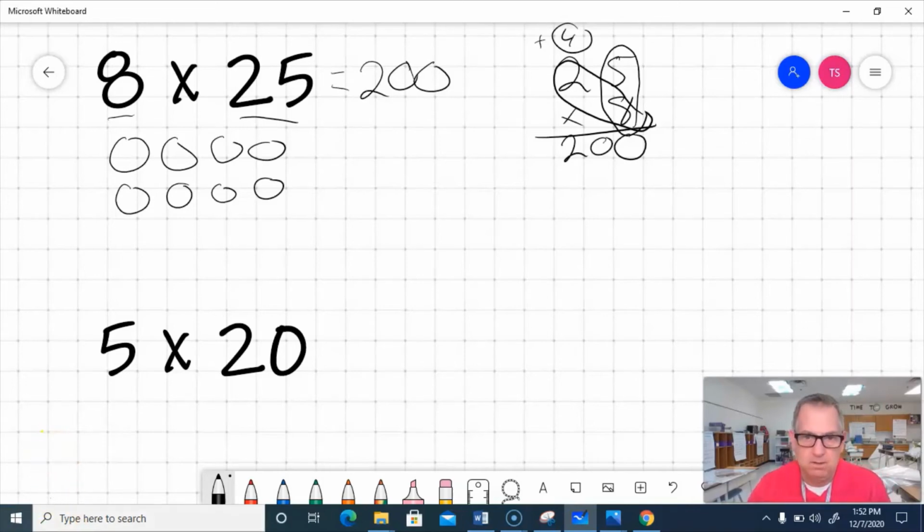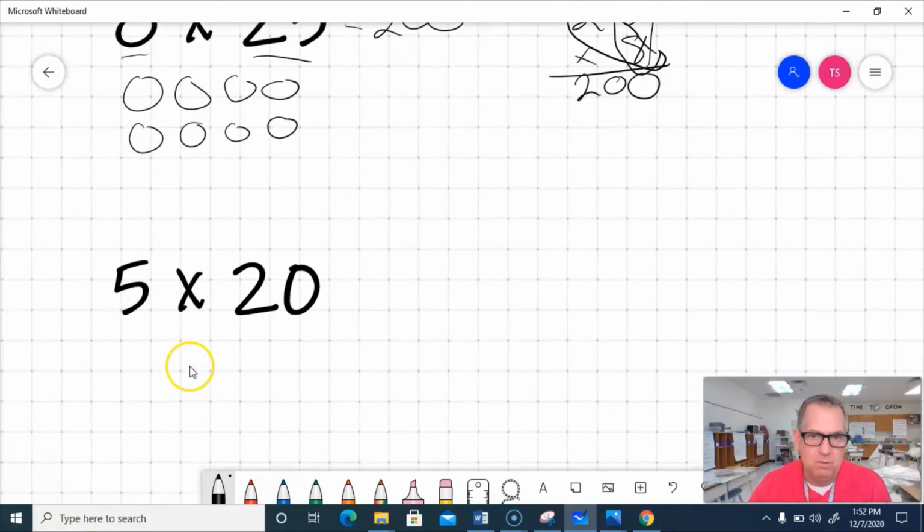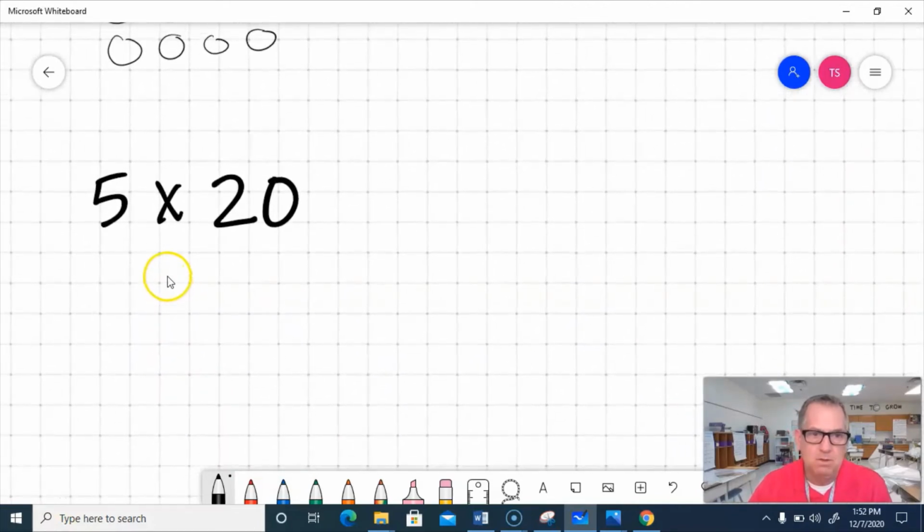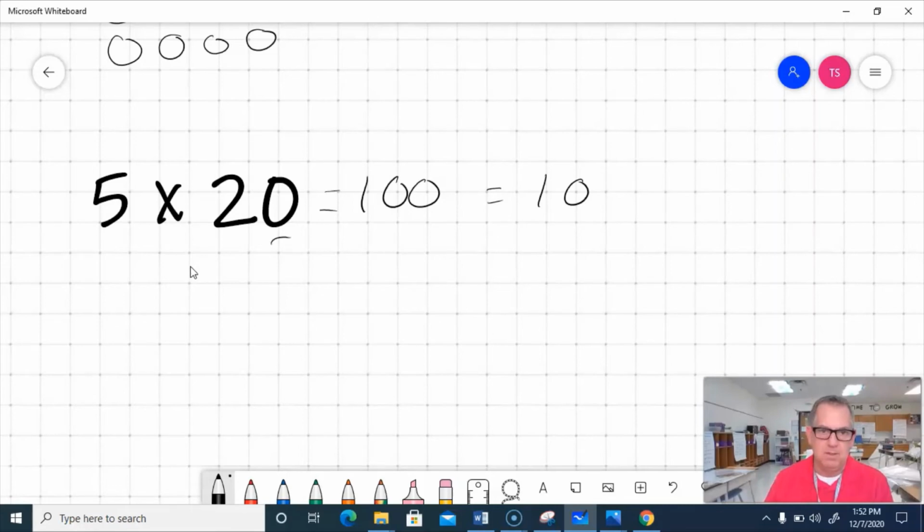We'll go ahead and look at 5 times 20. When we say 5 times 20, I know 20 nickels equals $1, so 5 times 20 would be 100. Or I could also say 5 times 2 is equal to 10, and then I put my 0 to mark my place value. So 5 times 20 is 100.